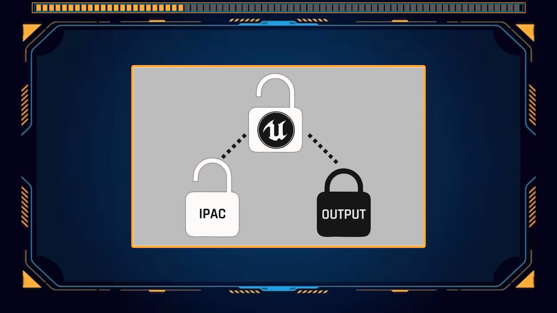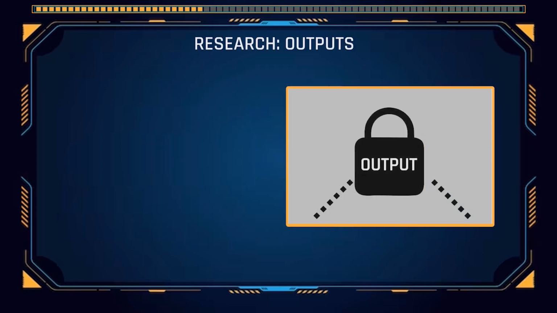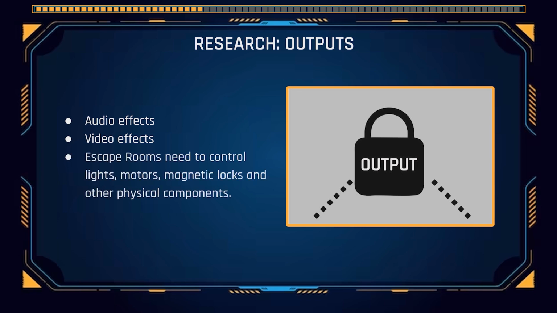So next is the outputs. This is how the game actually talks to the world. Two that everyone's probably very familiar with are audio and video. This is your typical game. You're going to have a video screen and you're going to have audio that's going to give players their feedback on what's happening. Escape rooms also need to be able to control lights, motors, magnetic locks, and other physical components that aren't just video and audio.